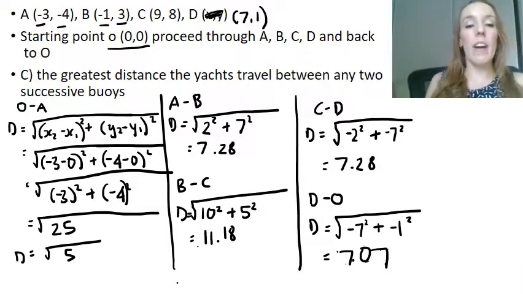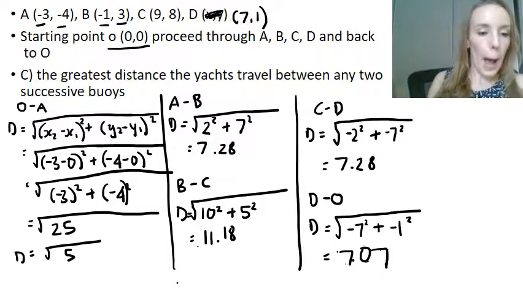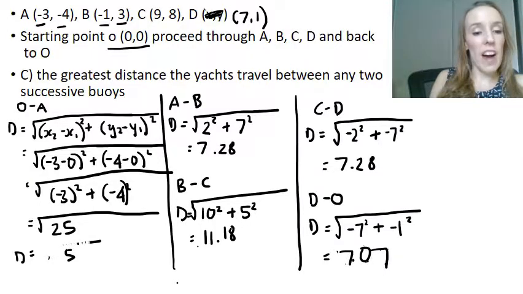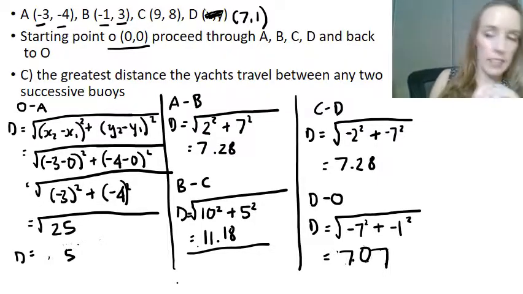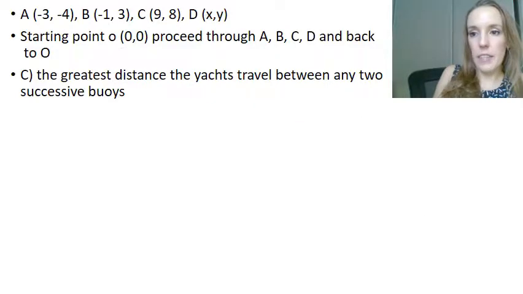So now the greatest distance that the yachts travel between any 2 points is obviously the largest distance we got there. So the first distance that they travelled was actually 5, not the square root of 5. So the first distance from the origin to A was 5, from A to B 7.28, from B to C is 11.18, C to D is 7.28, and D to the origin is 7.07. So obviously the largest distance we've got here is from B to C, so that's 11.18.